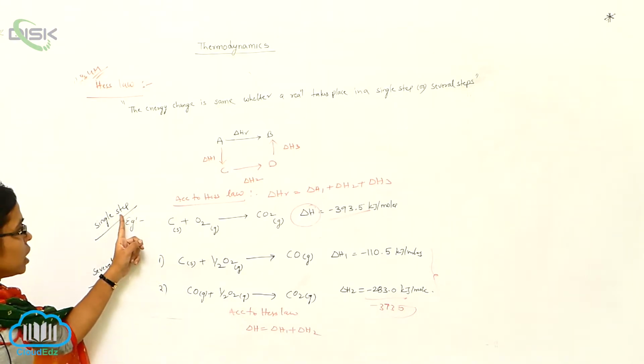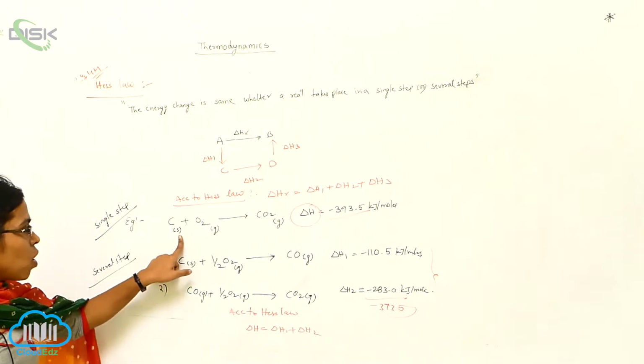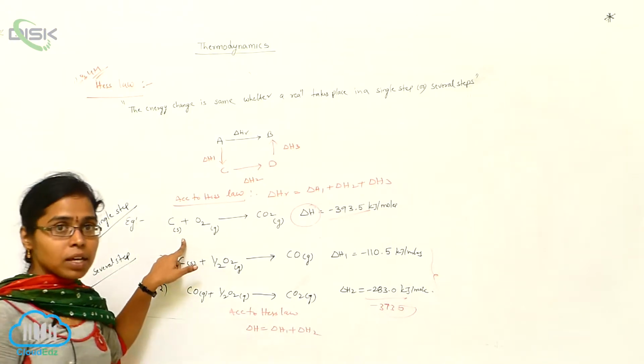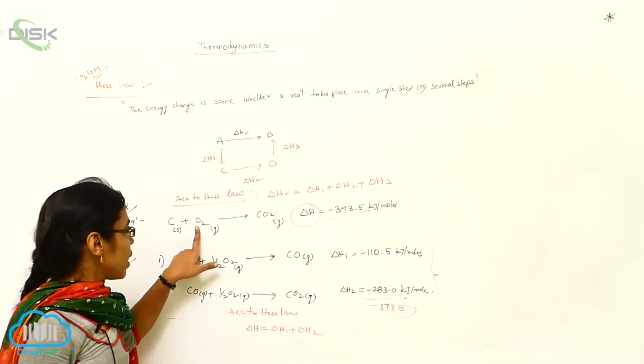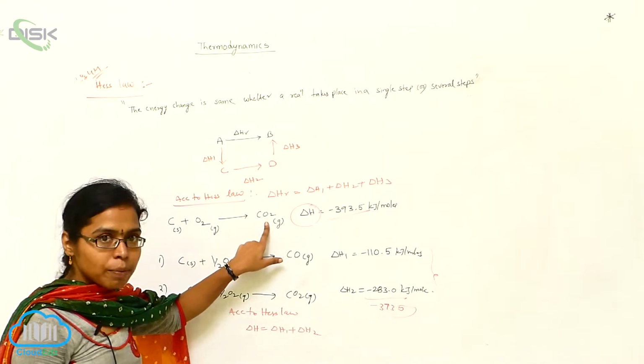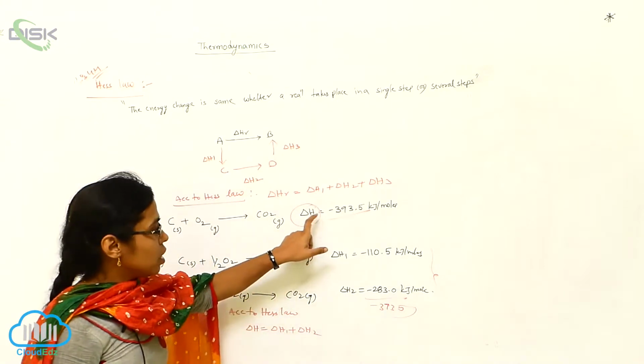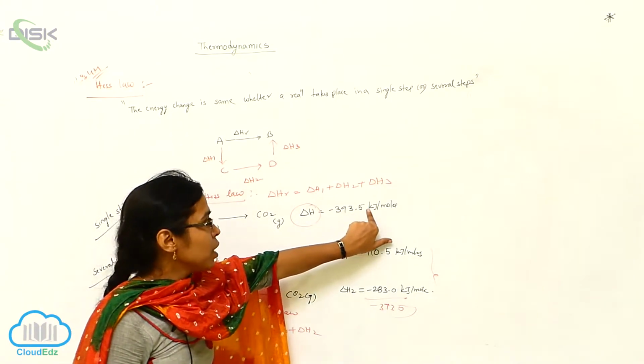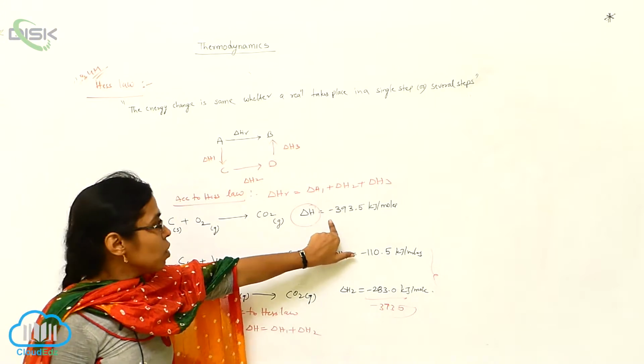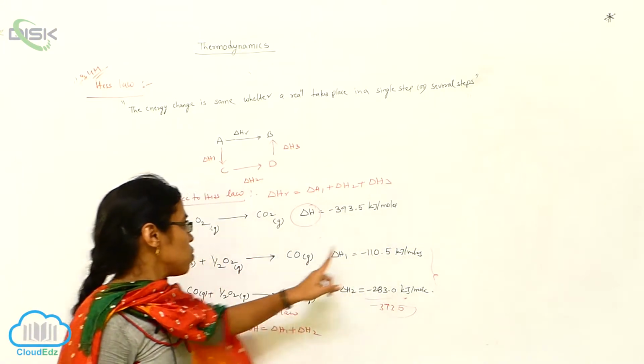mechanism. In the single step mechanism, carbon in solid state, which I am taking as graphite, when it reacts with oxygen, it will form carbon dioxide. Okay, so for that carbon dioxide, the minus sign means the heat evolves. So it is minus 393.5 kilojoules per mole.